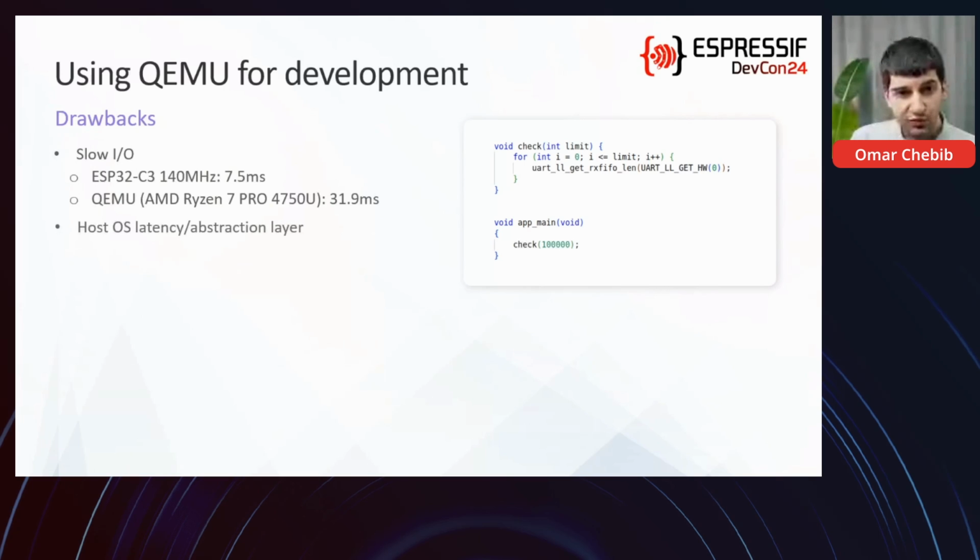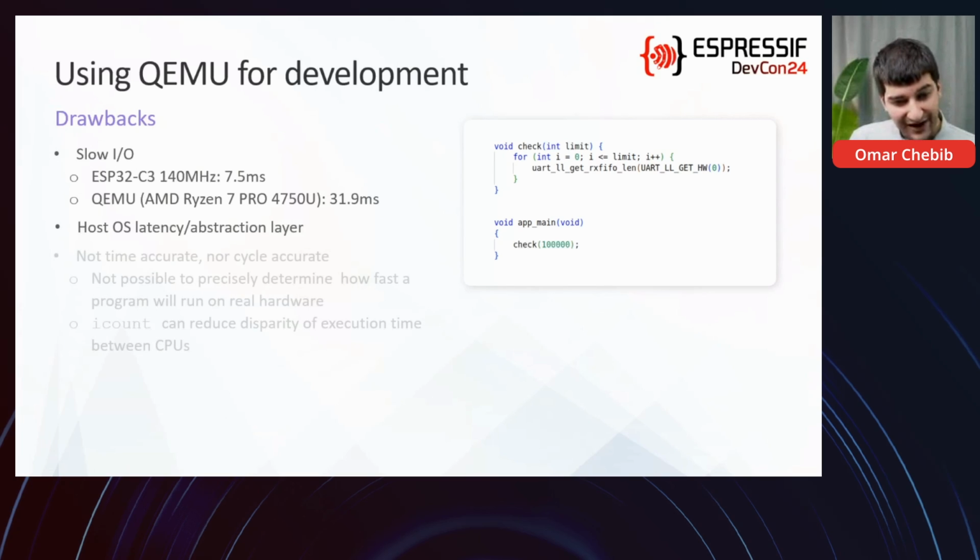Also, you have the OS latency and abstraction layer. Let's say that, for example, one of your peripherals needs to access a file. So you will need to use the Linux API if you're running on Linux. And so you will have the whole kernel layer abstraction that will add up every time you have an IO.